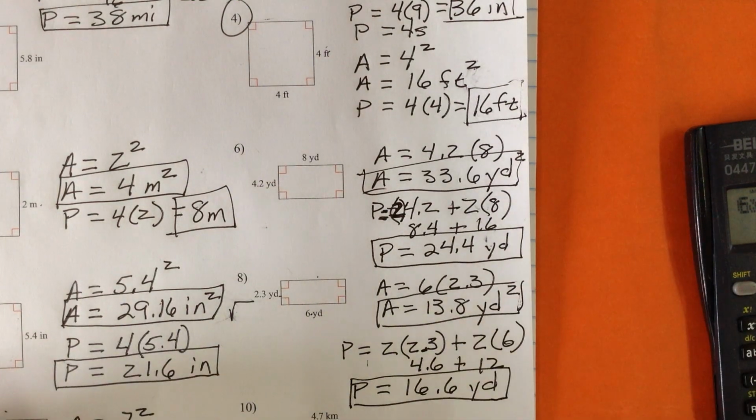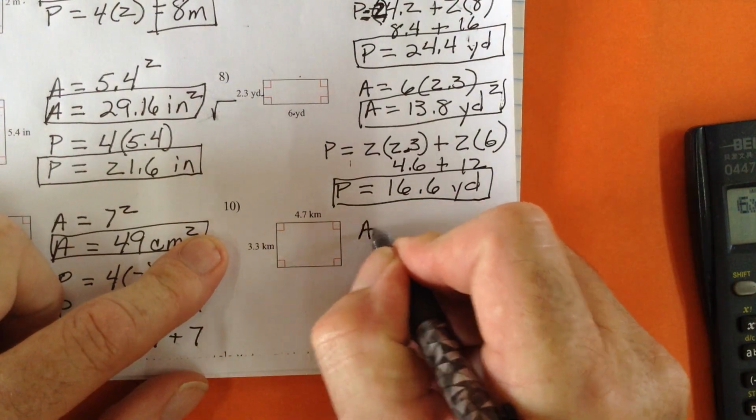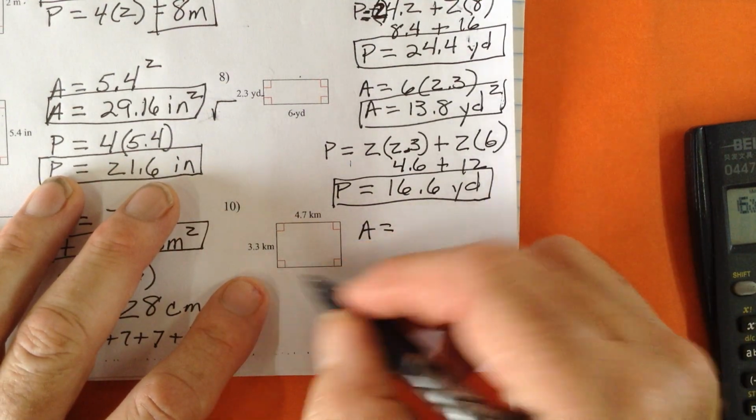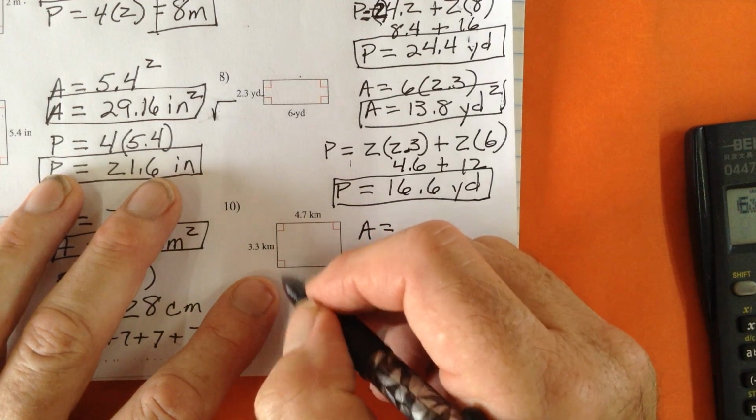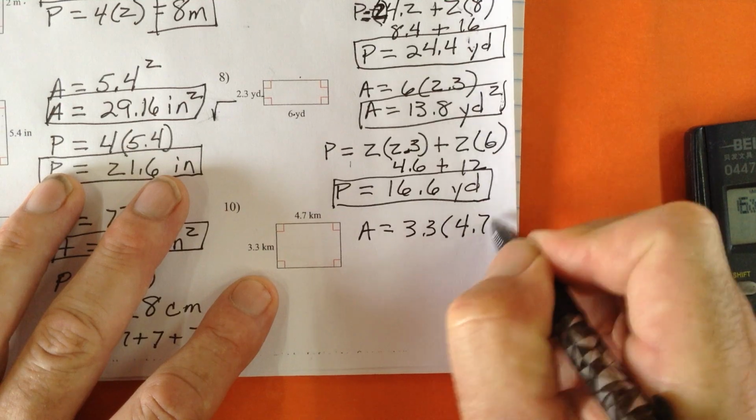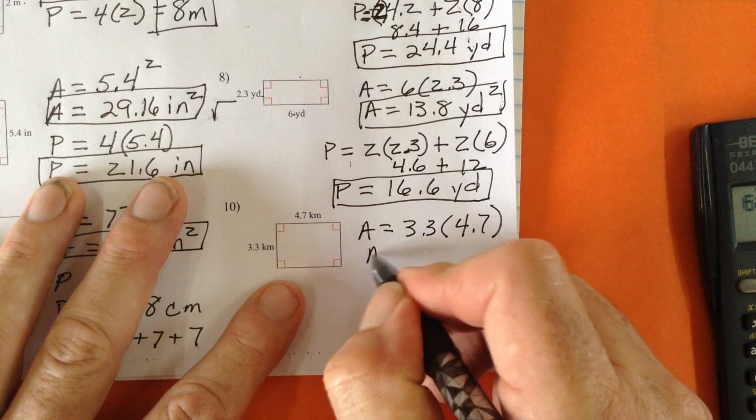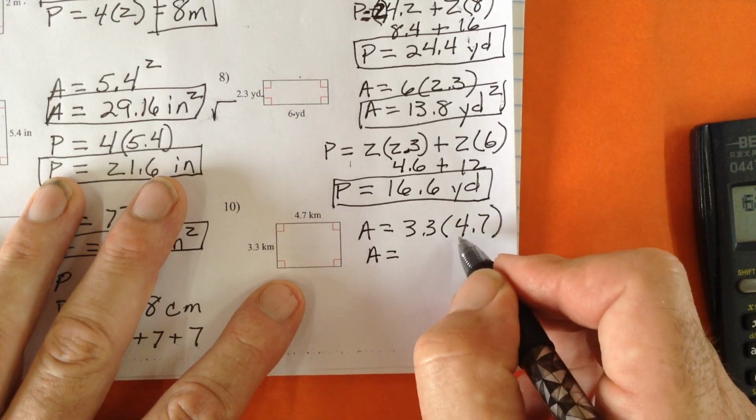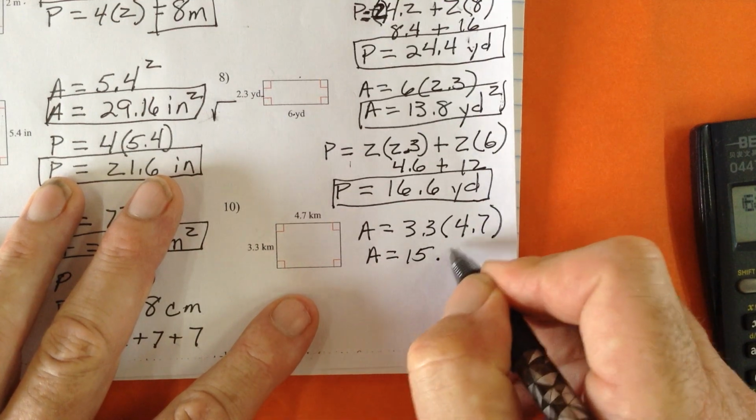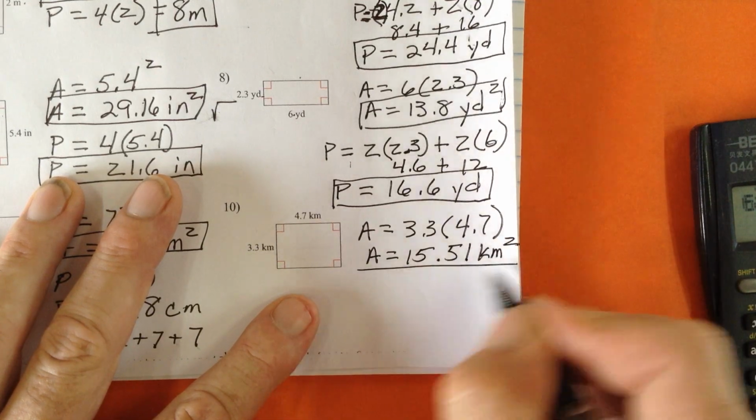Okay. And then the last one, number 10, the area is the base times the height, or the length times the width. So 3.3 times 4.7. And this one I did work out already. So the area, if you do it on the calculator, 3.3 times 4.7, I ended up with 15.51 kilometers squared.